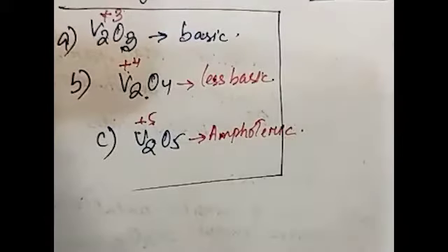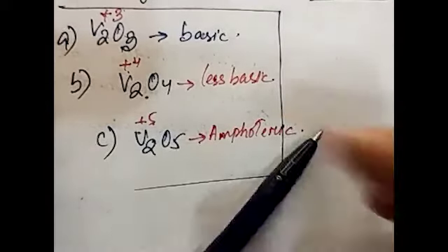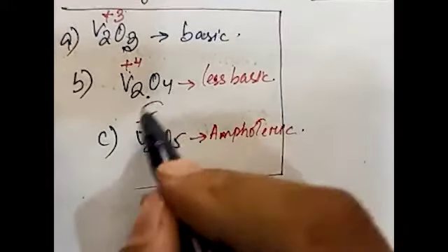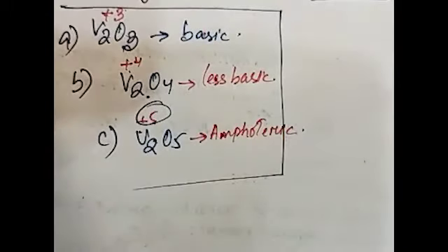So when we compare oxides of various metals, take into consideration the oxidation number. If the oxidation number is higher, the chance of being amphoteric increases. That much only, nothing else.